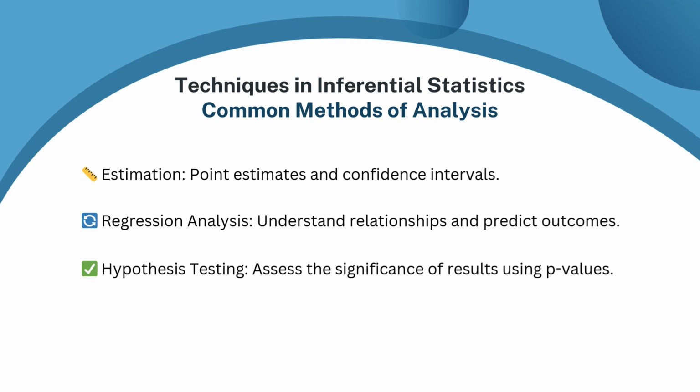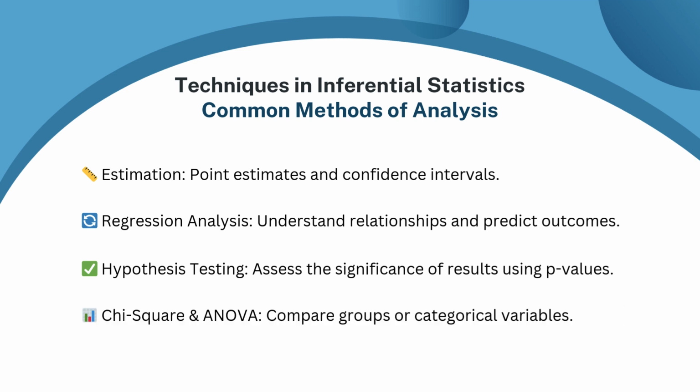Chi-square tests and ANOVA. These are used to compare groups. Chi-square is great for categorical data, like determining if smokers are more likely to develop a specific condition. ANOVA, on the other hand, is for comparing averages across multiple groups, like evaluating 3 different drug doses to see which works best. So how does all this fit into critical appraisal?